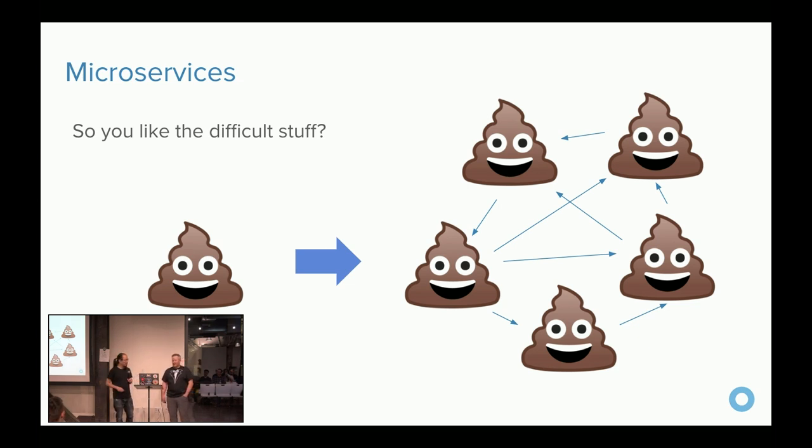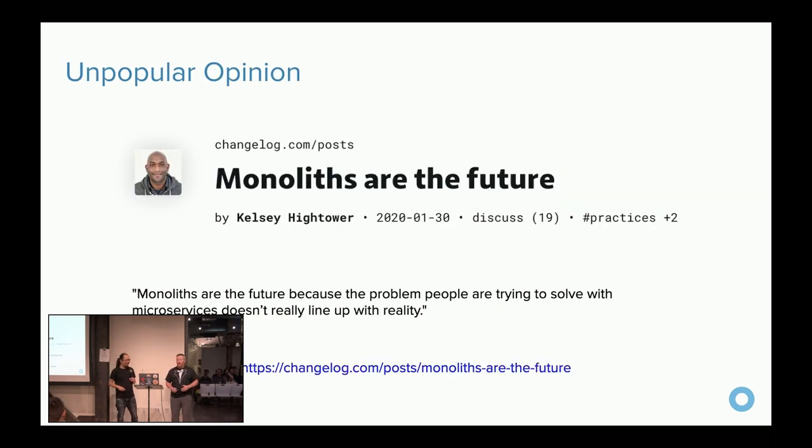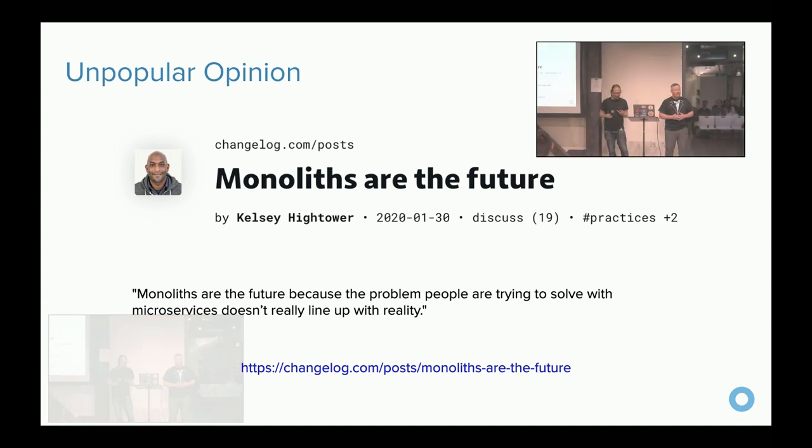So we are stuck. But let us tell you that one of the biggest advocates for Kubernetes actually published this blog post just a couple weeks ago saying monoliths are the future. And a lot of the reason for his post was basically that a lot of people are using microservices to solve a problem they don't really have. It's great for recruiting. It's great for hiring people. Everyone wants to do microservices, but it might actually not be solving the problem you have. So this blew up on Hacker News. That's why I included it here.